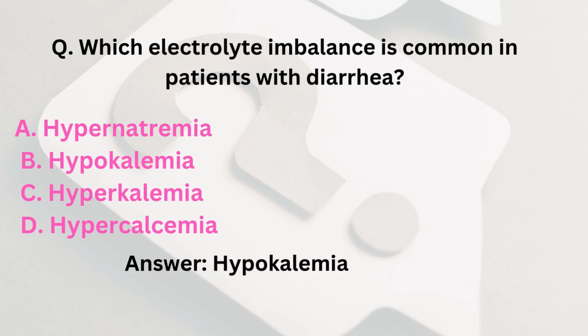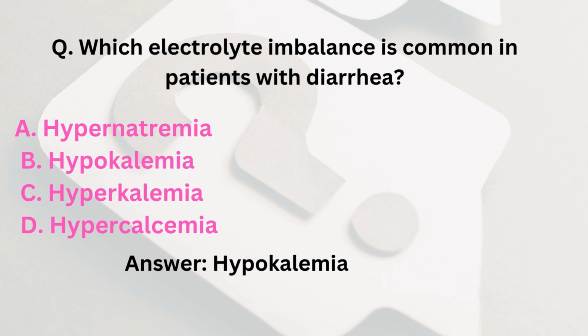What is hypokalemia? Hypokalemia is the condition in which there is a lower amount of potassium than normal in the blood. Hypo refers to decreased level. Hyper refers to increased level. We all know diarrhea can lead to significant fluid and electrolyte losses, including potassium.